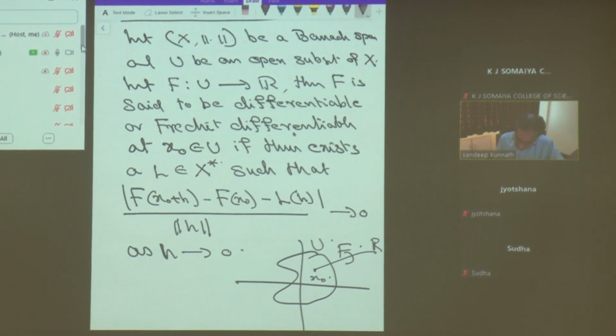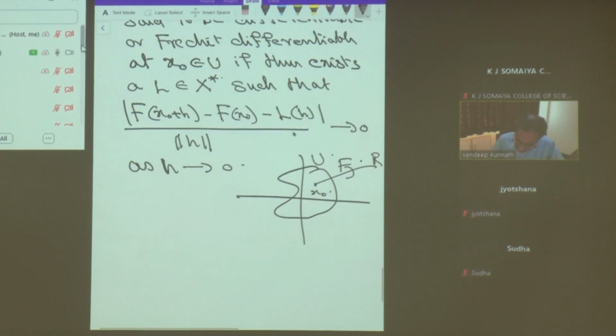So that is why I have written L is in X star. That means there is a bounded linear functional from X to R, such that this relation is true. That is, f of x naught plus h minus f of x naught minus L h is equal to little o of norm of h.